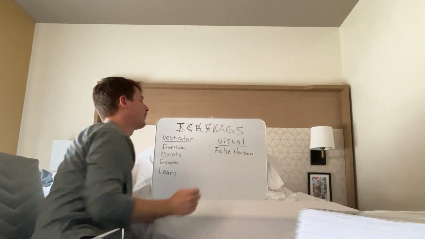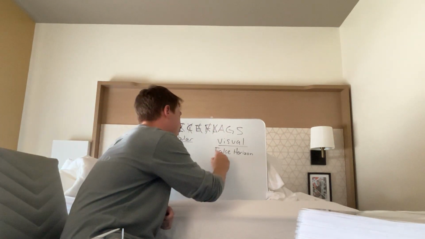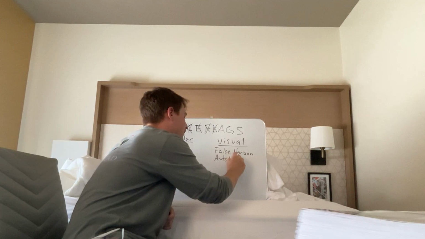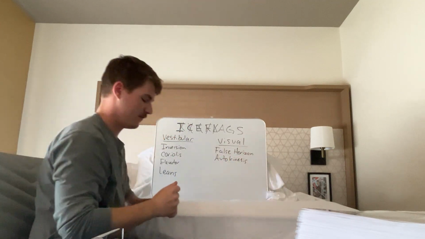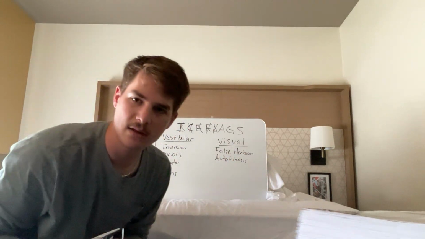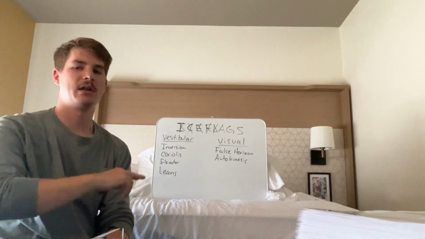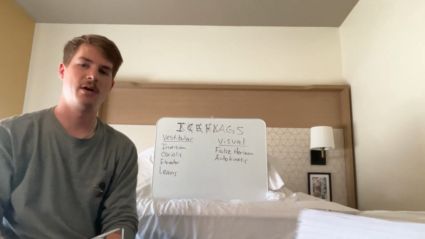Okay, then we have autokinesis. This is a visual illusion at night where if you are staring at a light, it can seem like it is rapidly moving when in reality it's still.